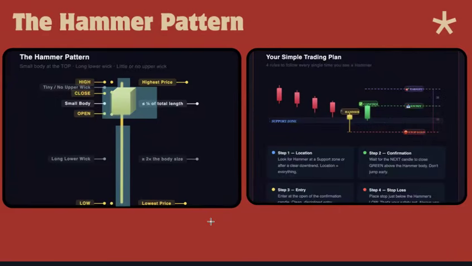Some key points to consider when you see a hammer. The first one is location. It has to be at a support zone. Confirmation. Wait for the next candle to close green above the hammer's body. So entry is at the close of the confirmation. Stop loss. Place your stop loss just below the hammer. And the target would be your next resistance.